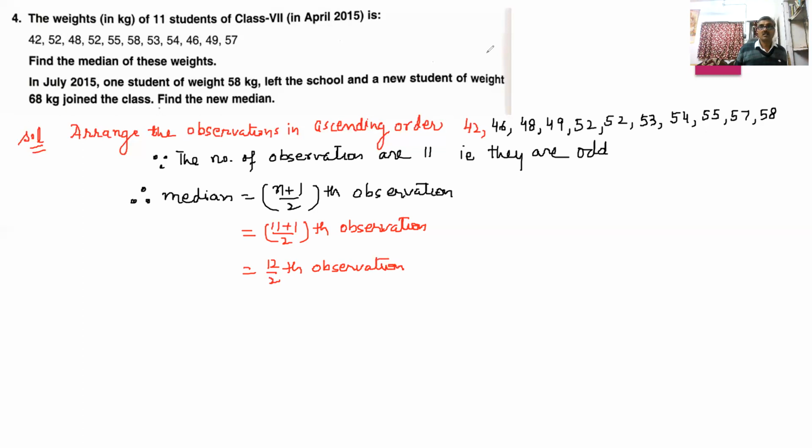That means 12 by 2 means 6th observation. Which one is the 6th observation? 6th observation count करनी पड़ेगी: 1, 2, 3, 4, 5, 6, 52. Therefore, median is 52.